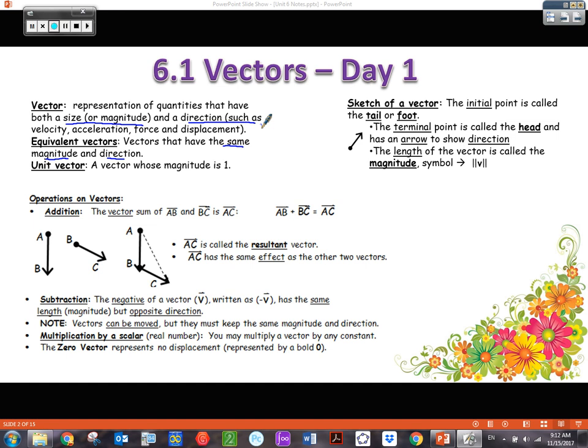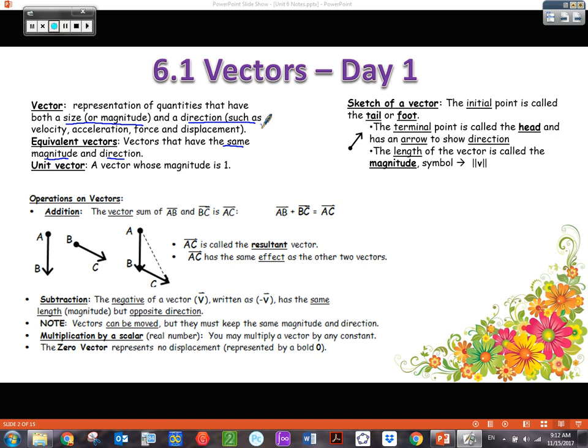A unit vector is a vector whose magnitude is 1 or length is 1. If you think back to the unit circle, why do we call it the unit circle? Because the radius is 1, right? A unit means 1. So a unit vector has a length or magnitude of 1.